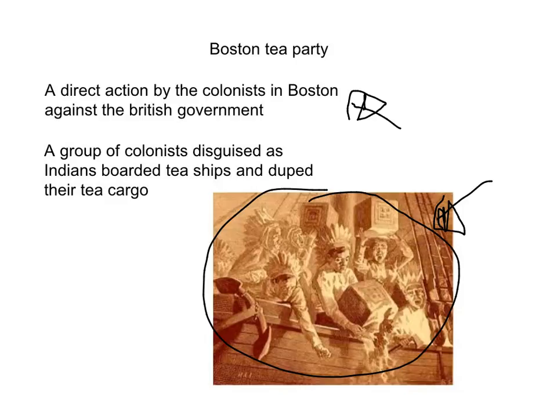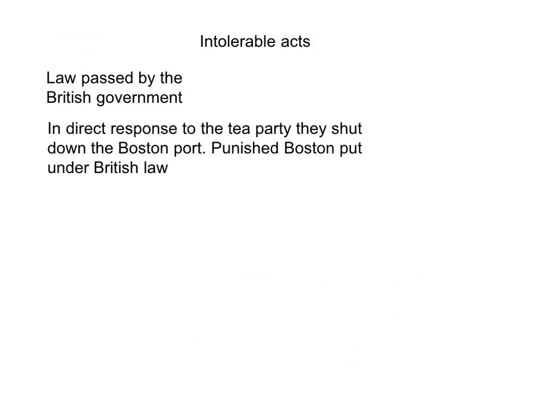The Intolerable Acts were issued in direct response to the Boston Tea Party by the British Parliament. The Boston Port Act was the first of the acts passed, and closed the port of Boston until the East India Company had been repaid for the destroyed tea. The Massachusetts Government Act altered the government of Massachusetts to bring it under the control of the British government.